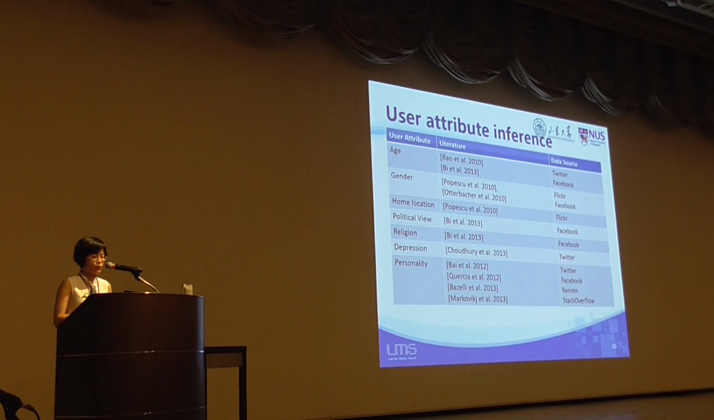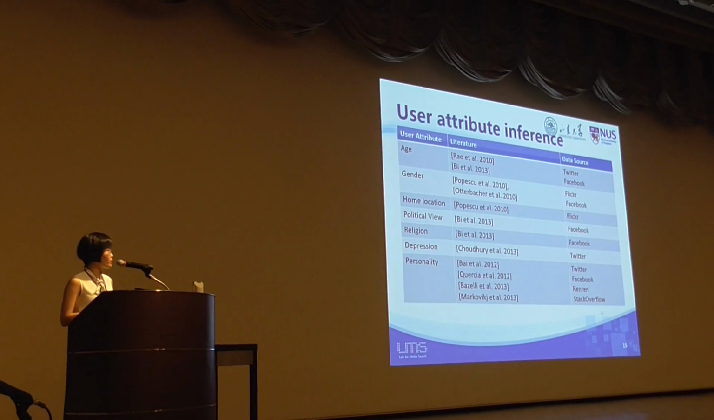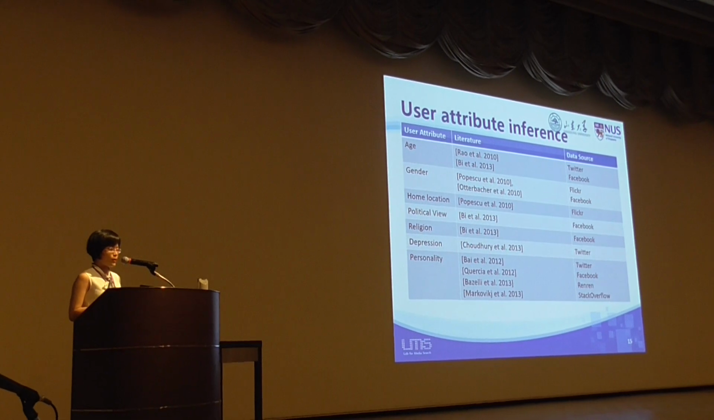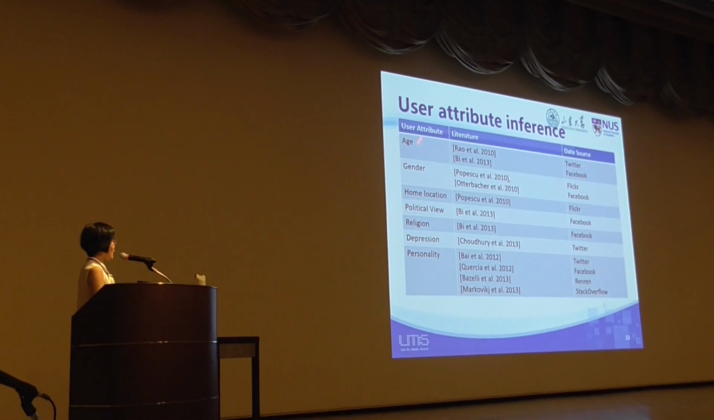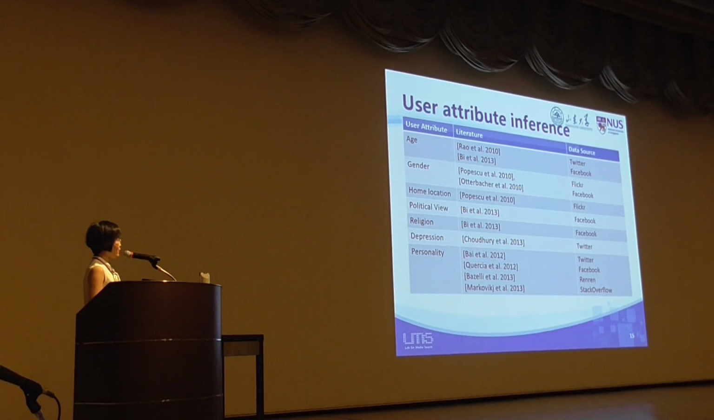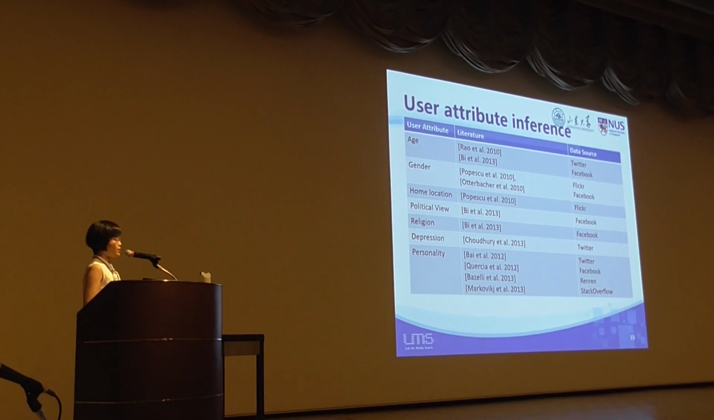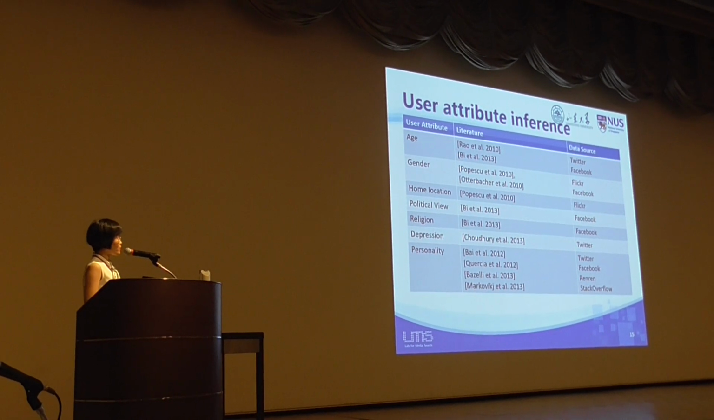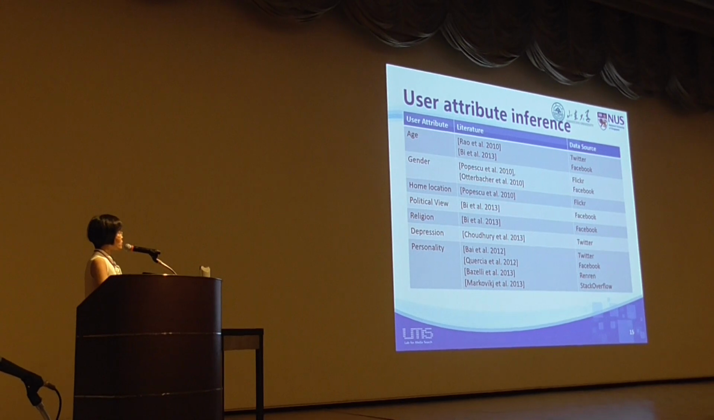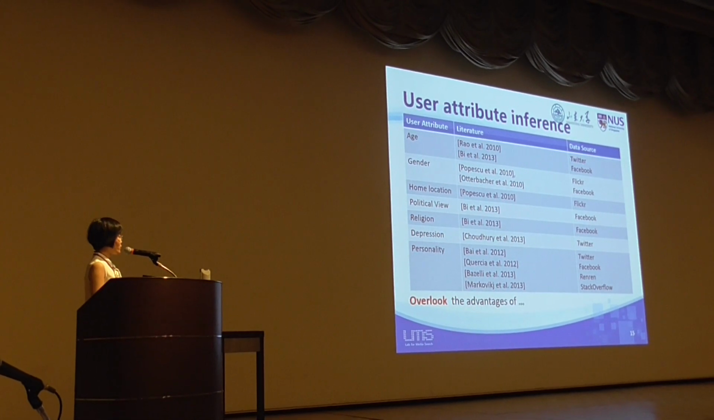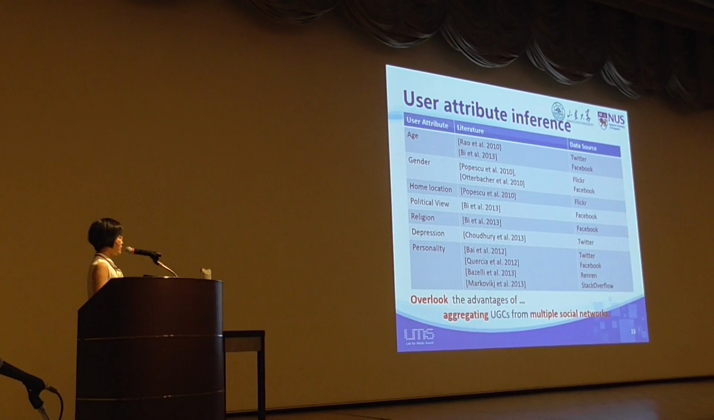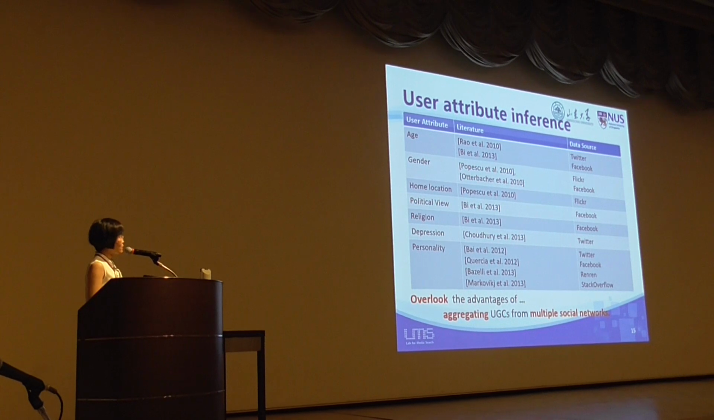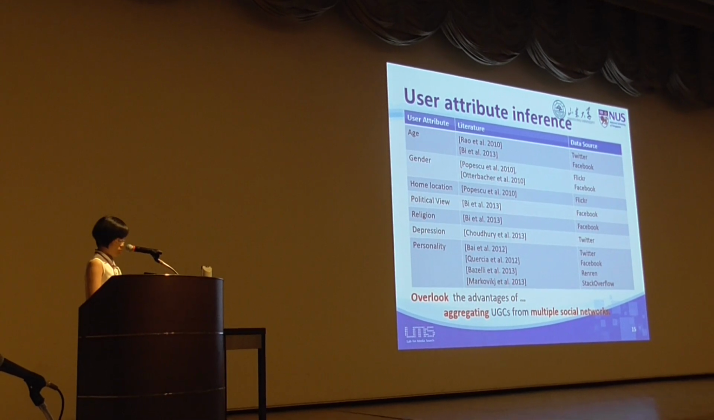In fact, many research efforts have been dedicated to the user attribute inference. As you can see, many researchers have inferred users' attributes, including the age, gender, or even the depression and the personality from the social media. But most of the work is focused on a single social network. So they just overlook the advantage of aggregating the UGCs from multiple social networks. So this is just what we want to do in this work.